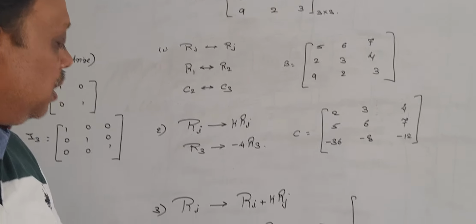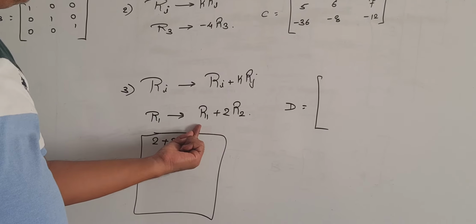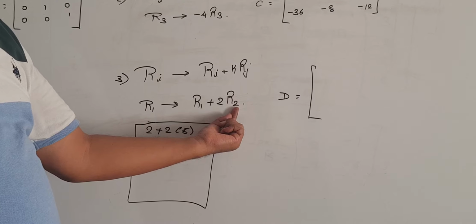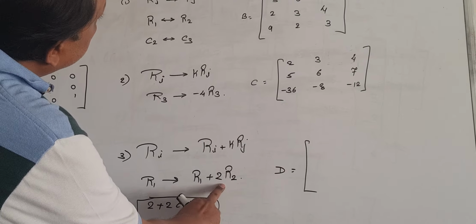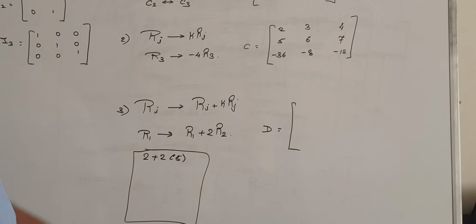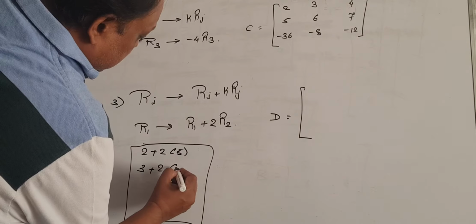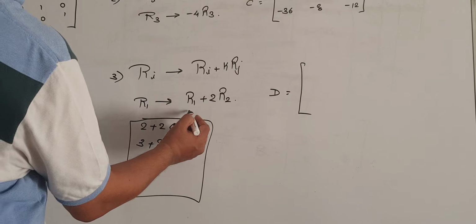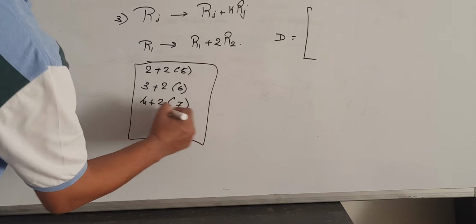R1 becomes R1 plus 2 R2, which means first row element plus 2 into second row element. You can see the first row element is 2, plus 2 into the second row element, so you can say 2 plus 2 into 5. Now again we apply for this: 3 plus 2 into the second row element, which is 6. And like this, R1 is 4, then plus 2 into the second row element, which is 7.